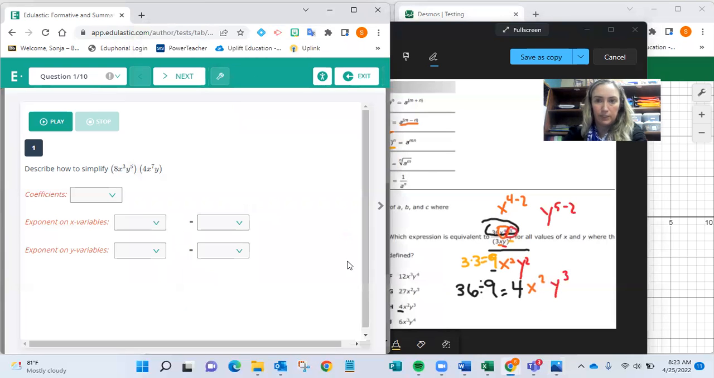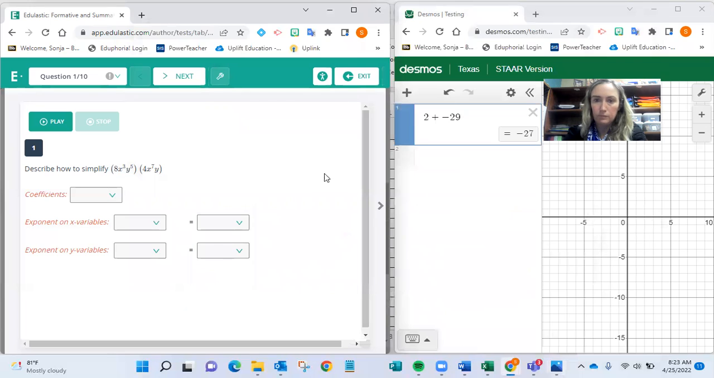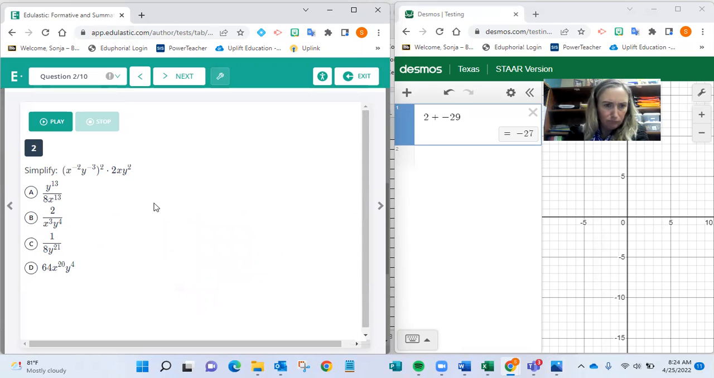All right, so if I'm looking at my Desmos, the coefficients have to be just the numbers in front, and those follow the same properties. So meaning if I'm multiplying, they're just going to be multiplied. Whereas the X variables in this case need to be added because when you multiply two exponents, that would be adding. Same with the Y variables, it'd be 5 plus 1 because when you multiply, you're adding.